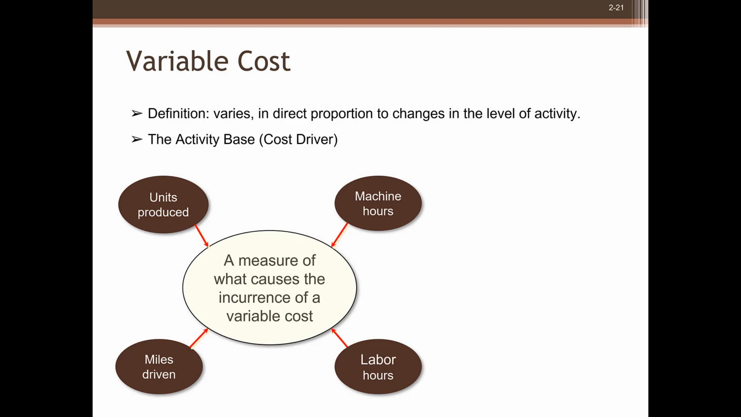Variable cost. Variable costs vary in direct proportion to changes in the level of activity. Examples are cost of goods sold, direct material, direct labor. These costs will change in response to change in the level of activity. For cost to be variable, it must be variable with respect to something. The something is the activity base, or cost driver. The activity base is a measure of what causes the incurrence of a variable cost.